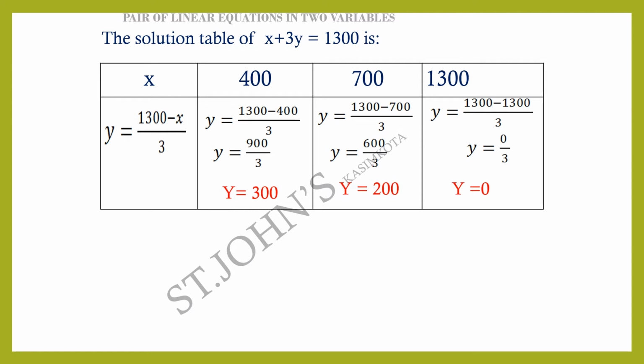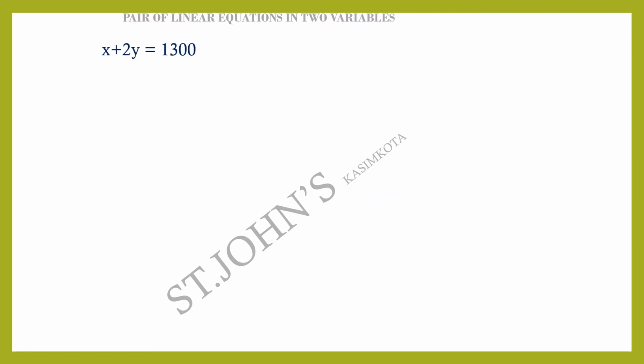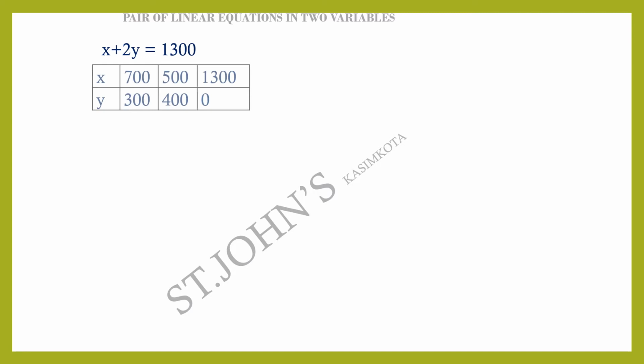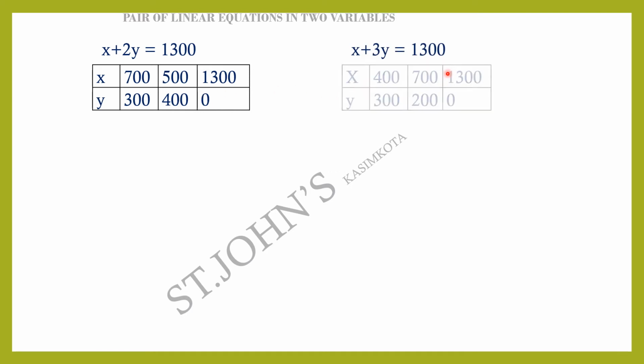Now the table for the first equation. x value 700, then y equals 300. x 500, y equals 400. x 1300, y value 0. That is the first equation. Now the second equation, x plus 3y equals 1300, solution table. x value 400, then y value 300. x value 700 and y value 200. x value 1300 and y value 0.